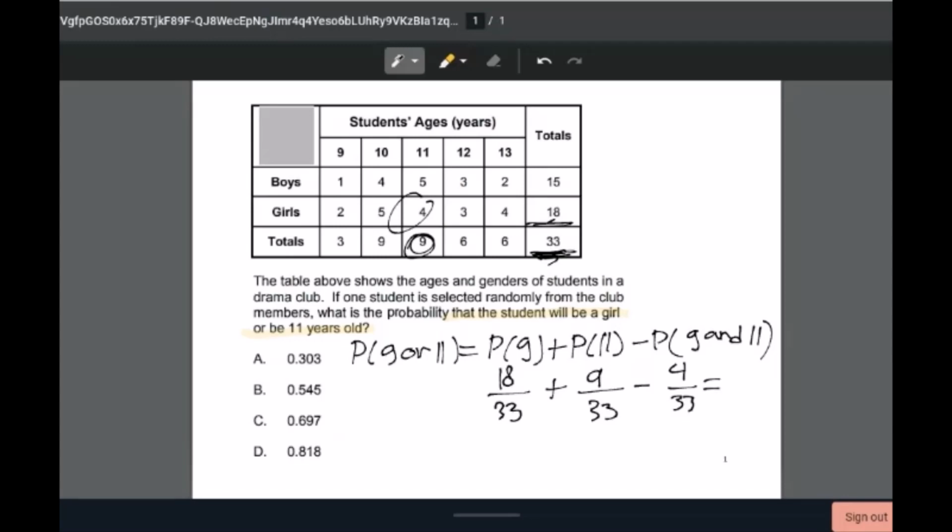After adding them together, we will get 23/33. After converting it to a decimal and rounding it to the nearest 1000, the answer will be 0.697. So the answer is C.